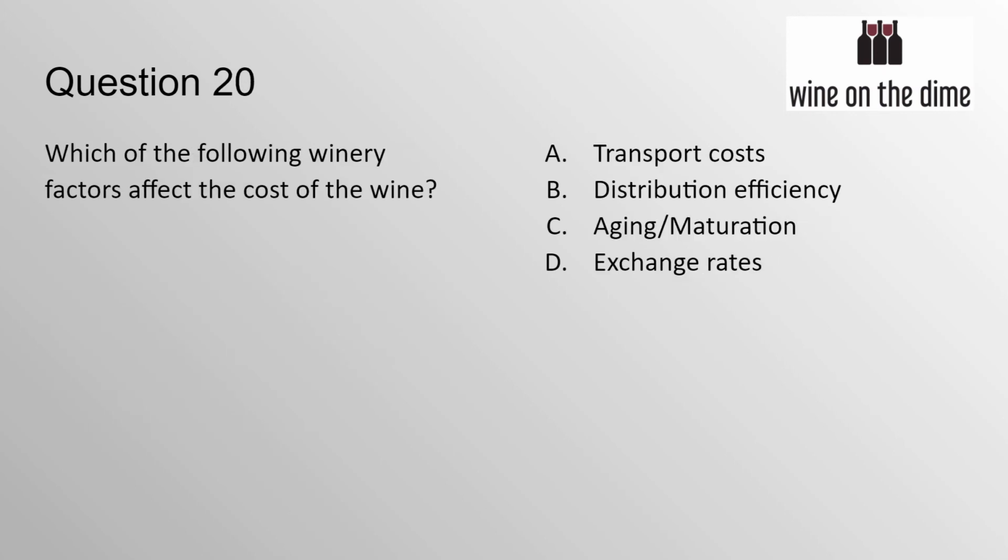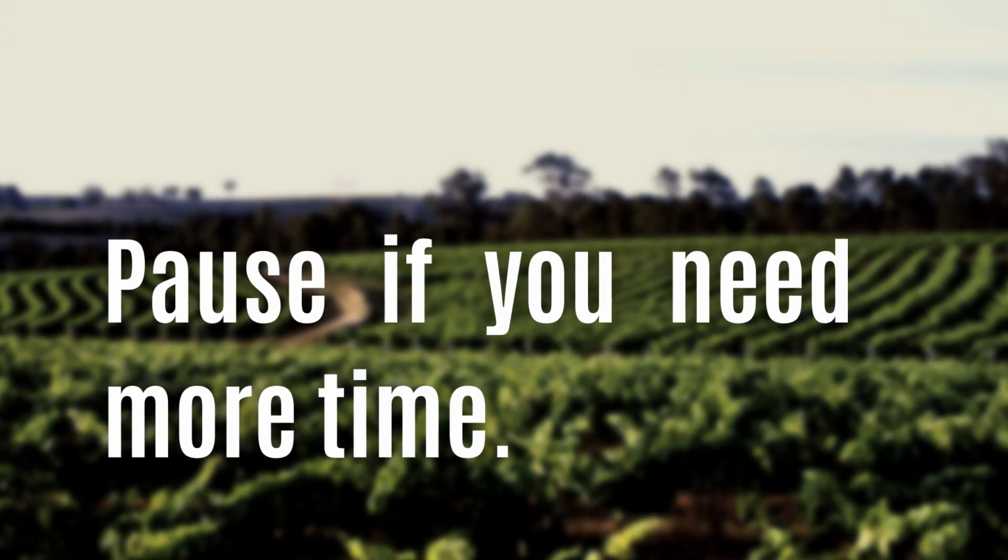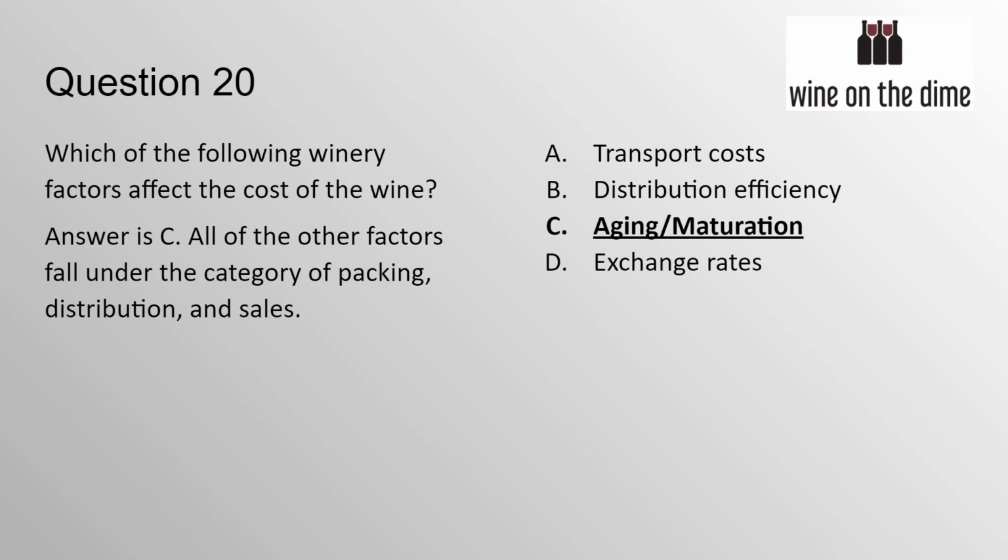All right, question 20. Which of the following winery factors affects the cost of wine? Transport cost, distribution efficiency, aging and maturation, exchange rates. The answer is C. All the other factors fall under a category of packaging, distribution, and sales, whereas the aging and maturation is actually performed within the winery.